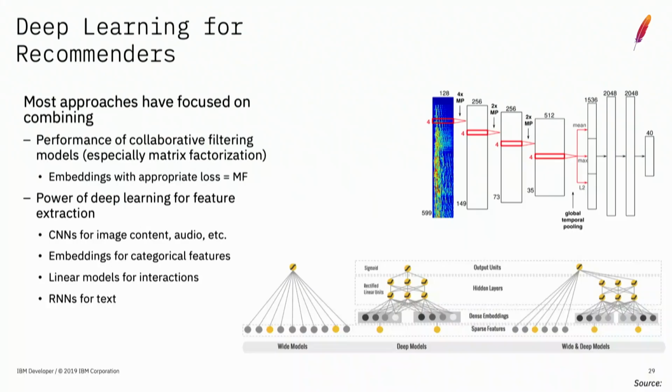And these deep learning approaches have increasingly been applied to recommenders. Most approaches have focused on this idea of deep learning as feature extractor. One example on the top right there is to actually take audio files from, I think it was Spotify, and represent them as spectrograms, and then apply convolutional networks on top of that to get an embedding, and then map that embedding to the embedding that is generated from a collaborative filtering or recommendation model.